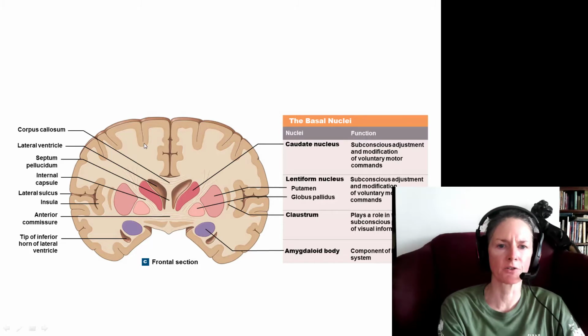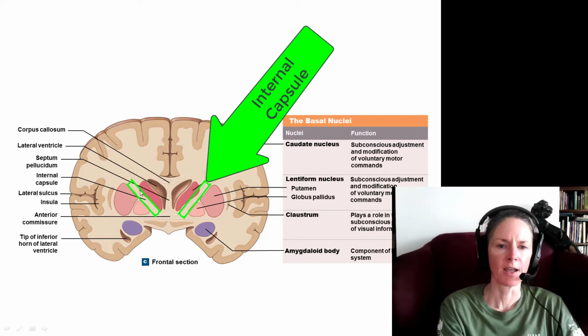So the corona radiata is just going to be white matter tracts connecting the cerebral cortex with lower structures, and those white matter tracts are able to run through the basal nuclei to get to the lower structures, so they run through this internal capsule. So all of this is the internal capsule.